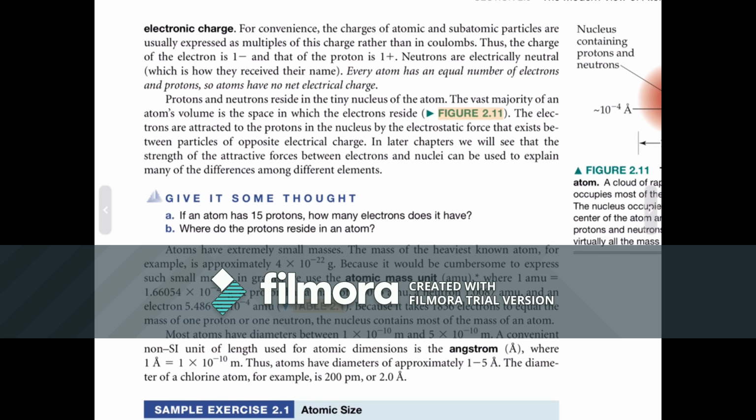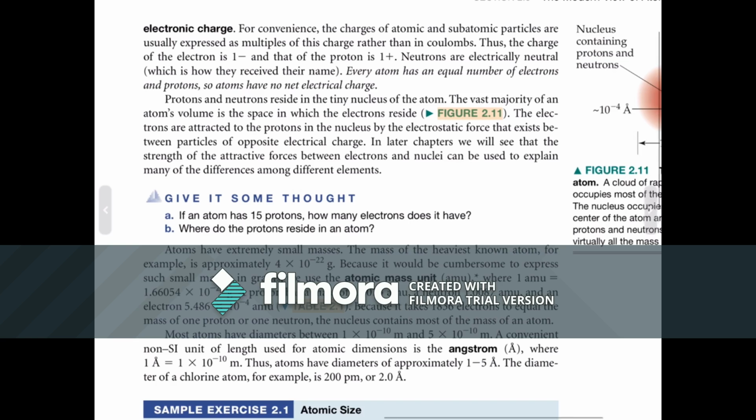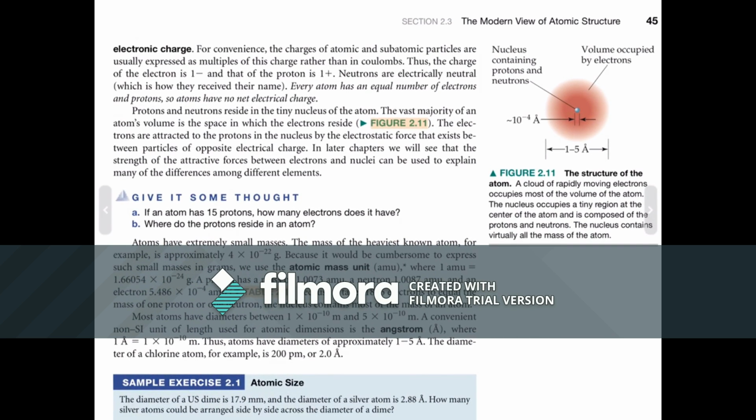Neutrons are electrically neutral, which is how they receive their name. Every atom has an equal number of electrons and protons, so the atoms have no net electric charge. Protons and neutrons reside in the tiny nucleus of the atom. The vast majority of the atom's volume is the space in which the electrons reside. The electrons are attracted to the protons in the nucleus by the electrostatic force that exists between particles of opposite electrical charge. In later chapters, we'll see that the strength of attractive forces between electrons and nuclei can be used to explain many of the differences among different elements.